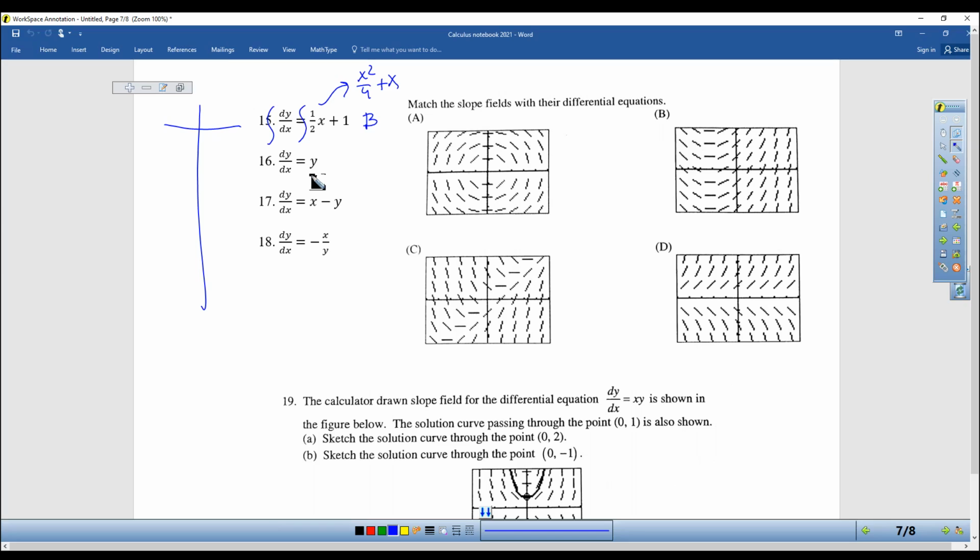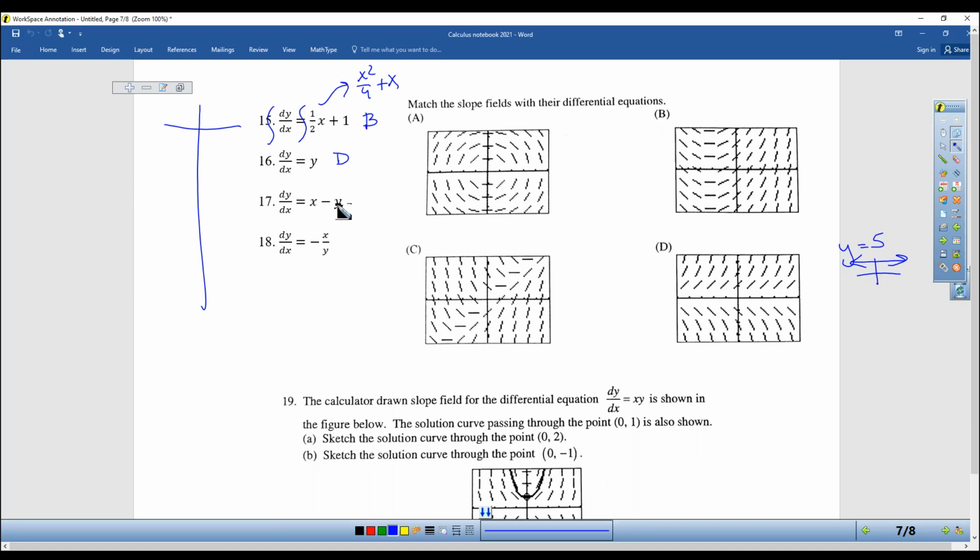This one only has a y, which means it should stay the same all the way across, just like when you have y is equal to 5. That's a horizontal line. When you just have a y, it should be horizontal. It should be the same all the way across. So this one must be D. See some of the little patterns we're finding here?